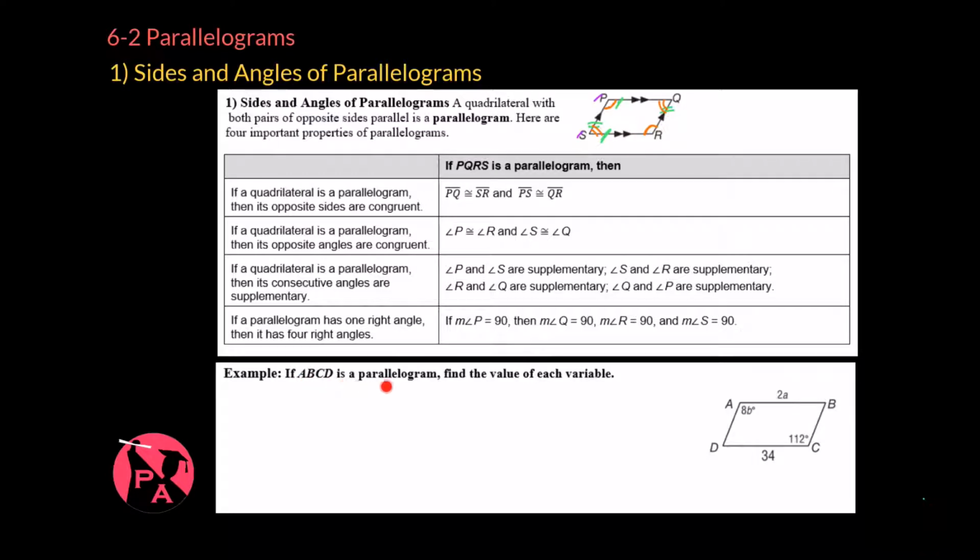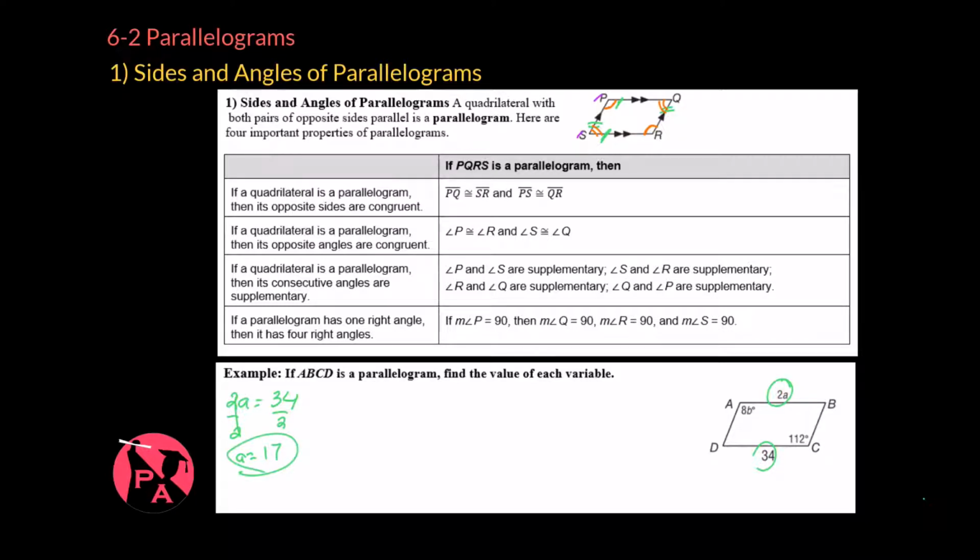If ABCD is a parallelogram, now let's look at the sides and angles we have. Remember, opposite sides are the same, like these two, and opposite angles are the same. If we have same quantities, we write them equal to each other. 2A and 34 are the same. Divide by 2. So we would get A equals 17.